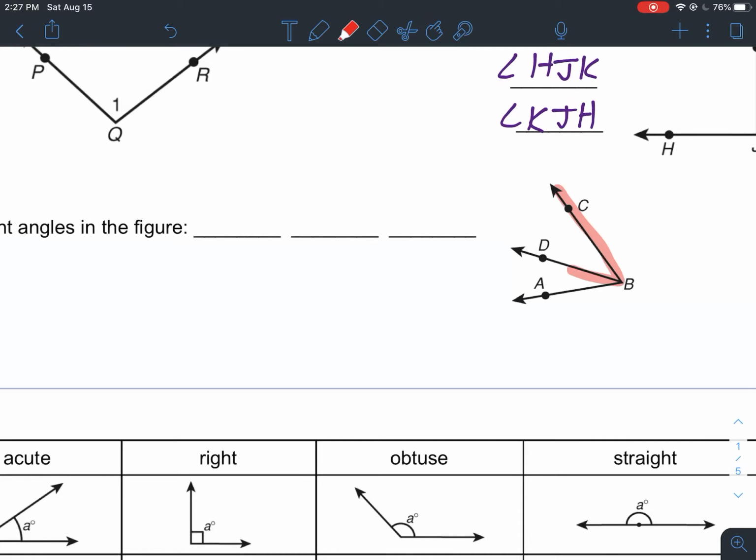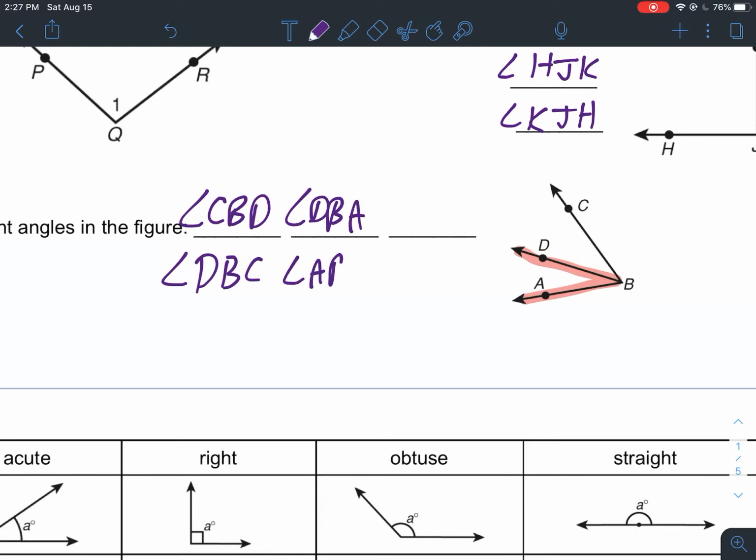So how about we start with this angle, and we'll call it angle CBD or angle DBC. Either answer would be correct. You don't need to write them both, either one. And now this angle, angle DBA or angle ABD. Again, either one is fine. They mean the same thing. And then lastly, the big angle, angle CBA or angle ABC. So 3 different angles using 3 letters for each one.